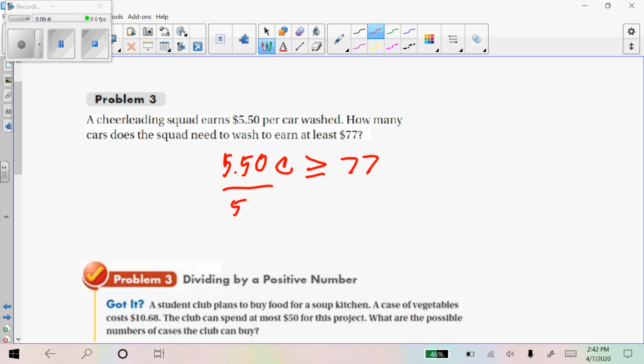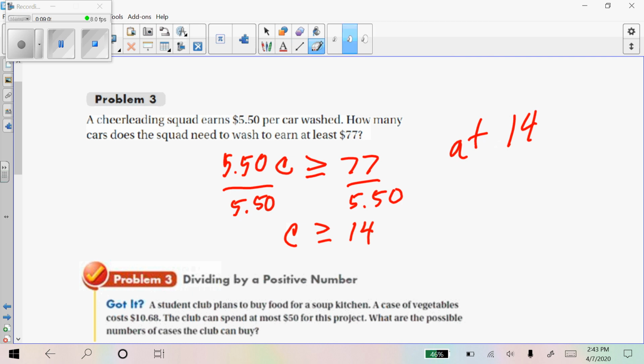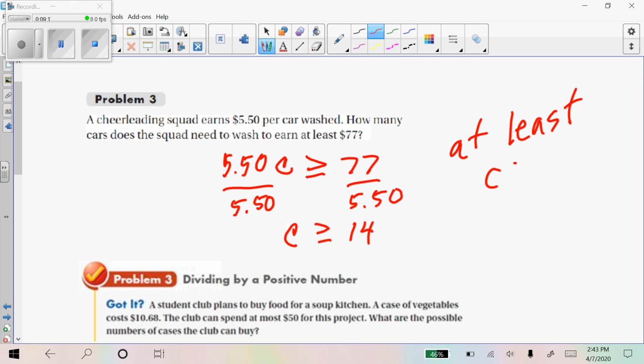Now to solve this, it's a division problem. So we're going to divide both sides by 5.50. And that gives me 14. So they need to sell at least 14 cars. Now notice I didn't switch the sign because I was dividing by a positive number. So we need to sell at least 14 cars, or wash at least 14 cars.